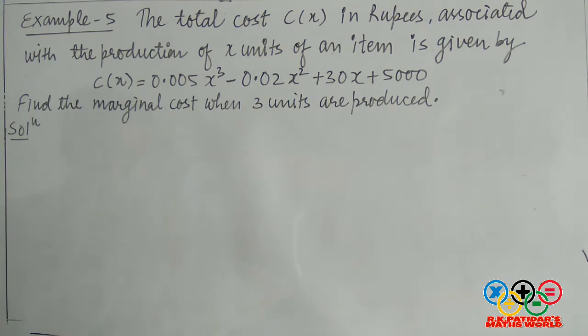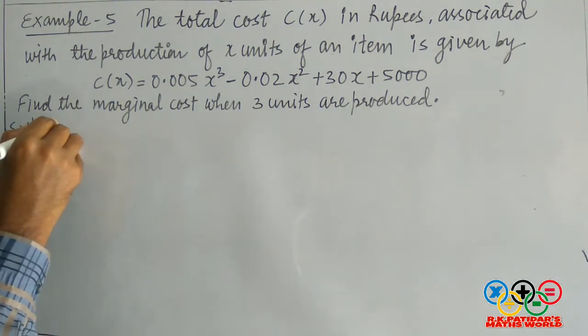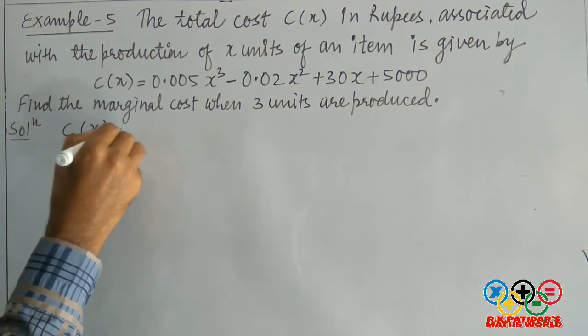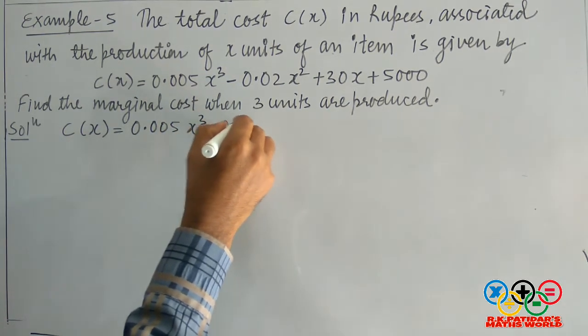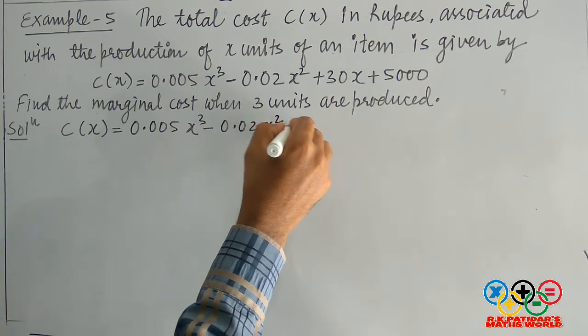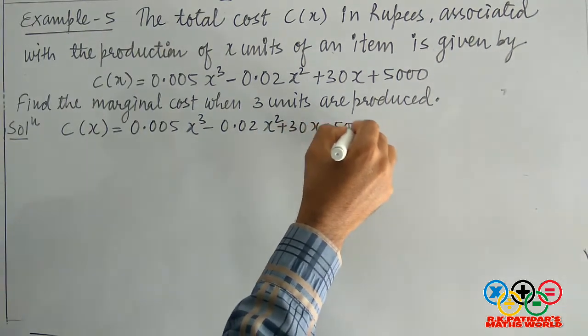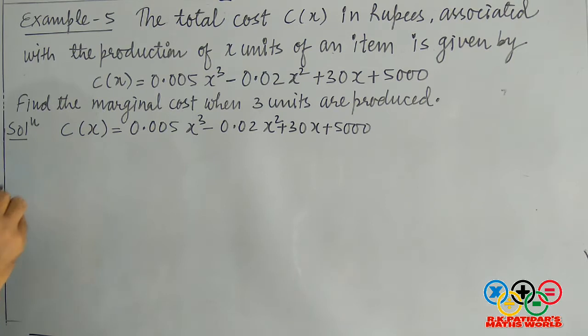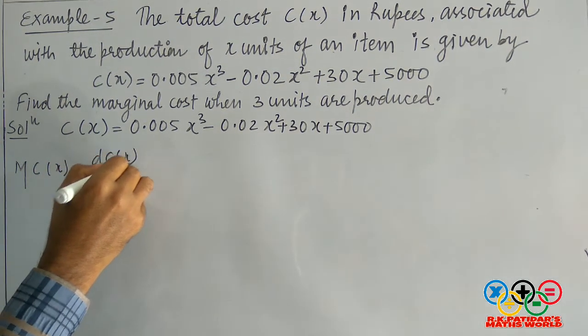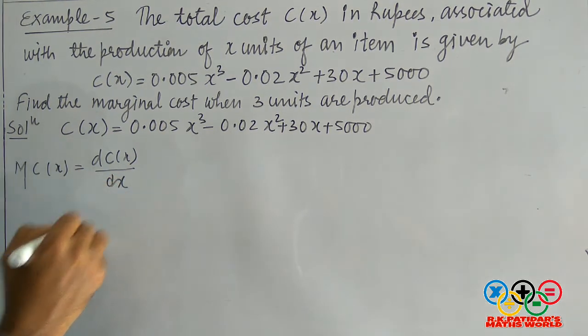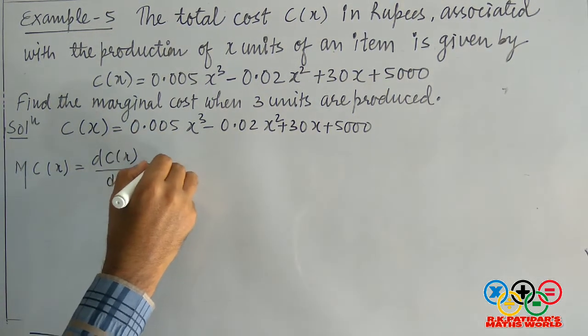So first of all, what is marginal cost? Marginal cost is the rate of change of cost with respect to output. Here it is given that C(x) is equal to 0.005x³ minus 0.02x² plus 30x plus 5000. We have to find out the marginal cost. So the marginal cost of x will be the derivative of it with respect to x.